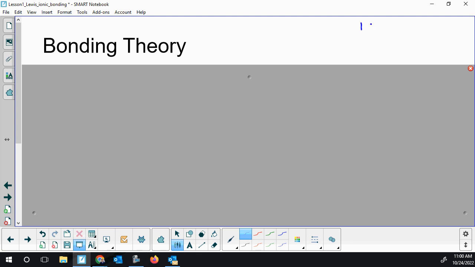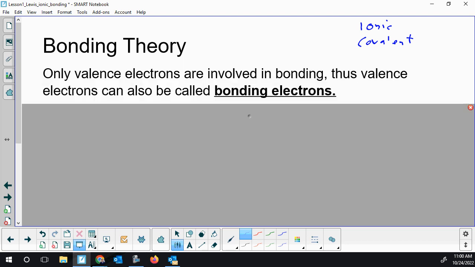The two main types are ionic and covalent, okay? But bond theory is going to apply to both. Ionic, pluses and minuses; covalent is sharing. The first tenet of bond theory is that it's only valence electrons that are involved in bonding. So that's why Lewis symbols ignore the cores and just show the outer electrons. Those valence electrons, we can call them bonding electrons.